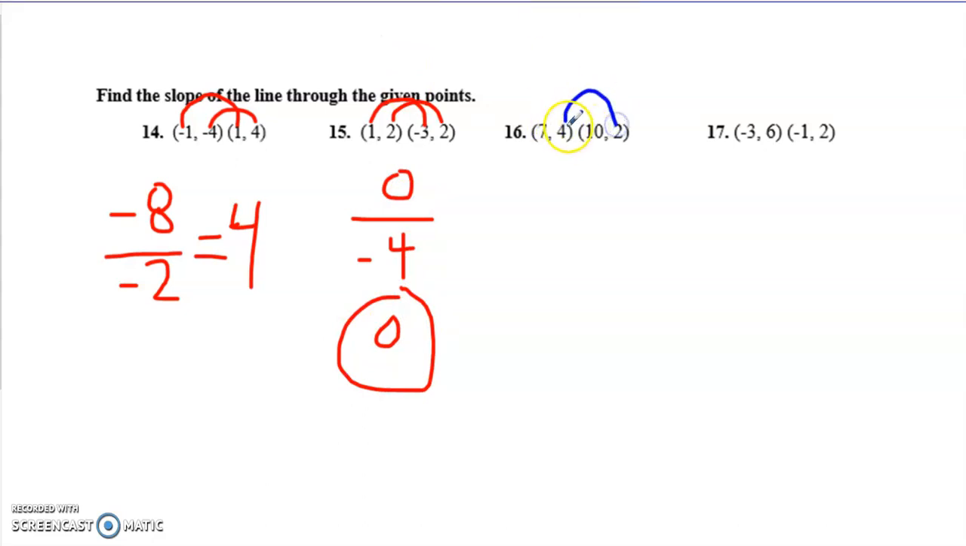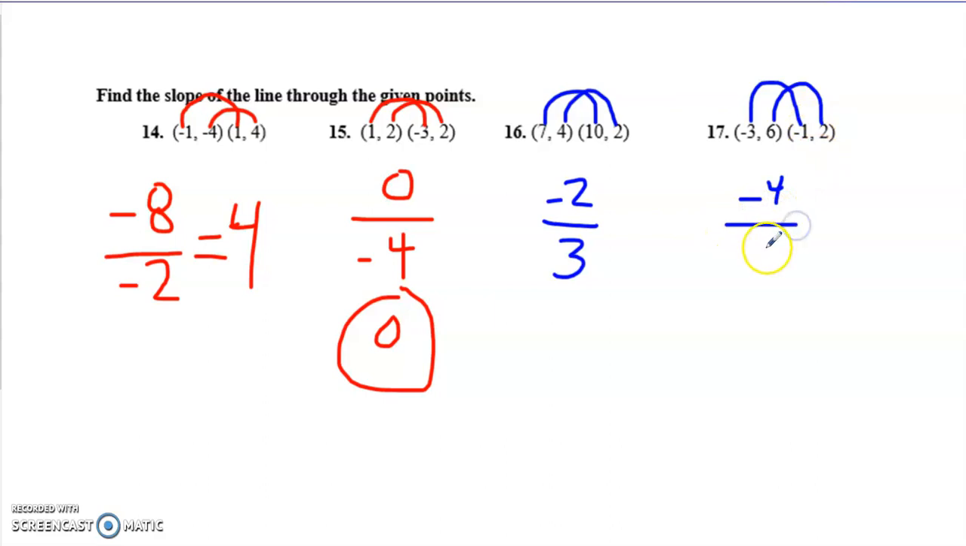How'd you get from 4 to 2? You subtracted 2. How did you get from 7 to 10? You added 3. How did you get from 6 to 2? You subtracted 4. From -3 to -1, you added 2, which simplifies to -2.